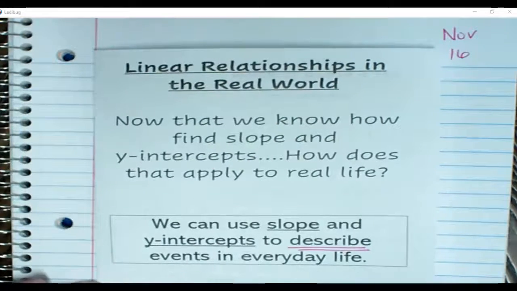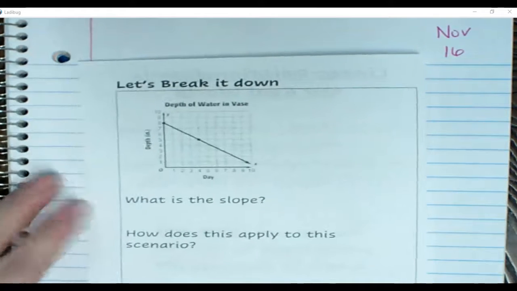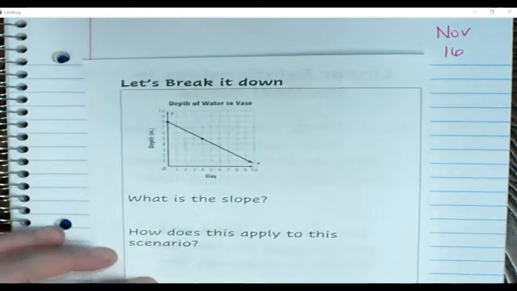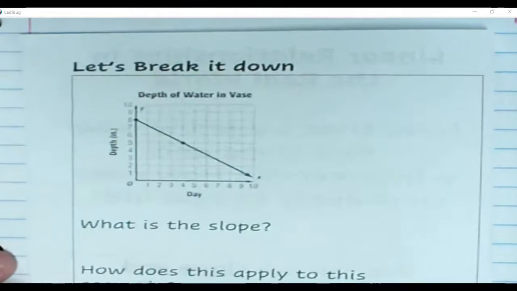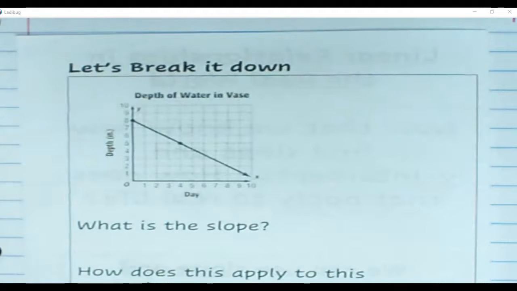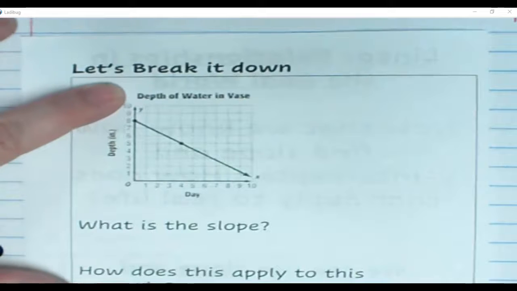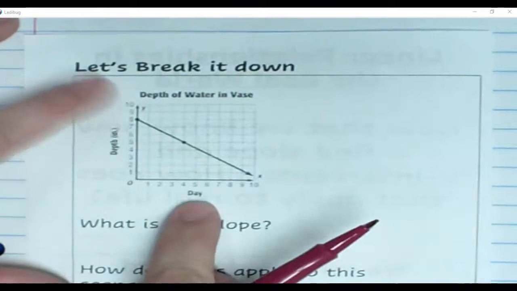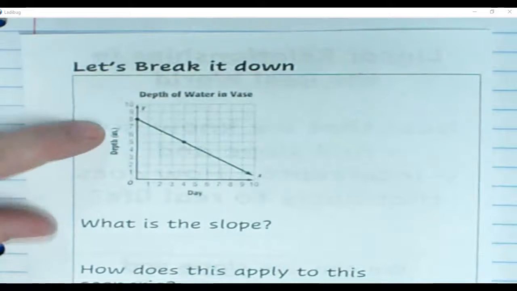Okay, so let's open up our notes so we can look at some different scenarios. All right, before we get into talking about the questions listed below, I want to take a look at just the graph, and I want to notice some things about the graph. What is this graph talking about? Well, the title tells us it's talking about the depth of water in a vase. We know we're talking about days, which is our time, and our depth is being measured in inches.